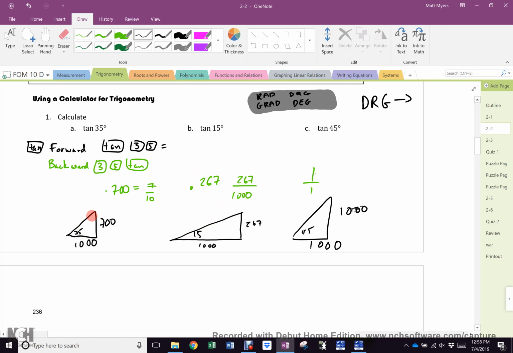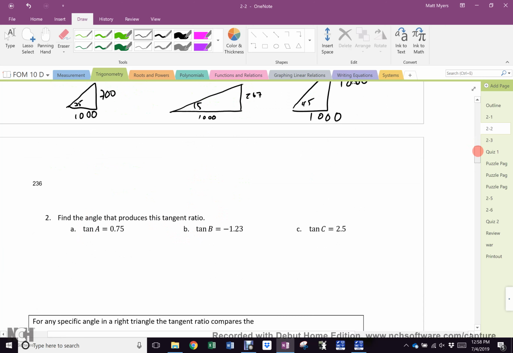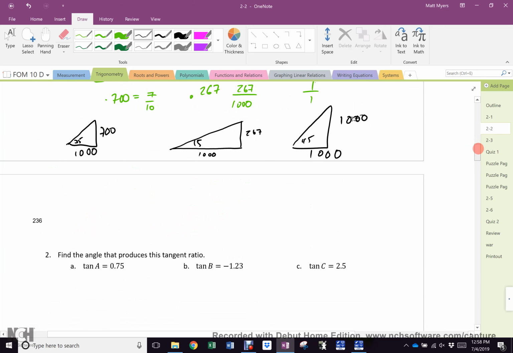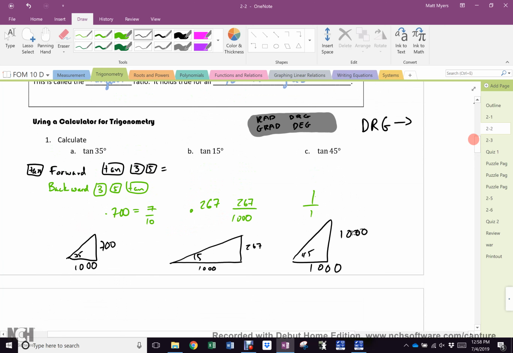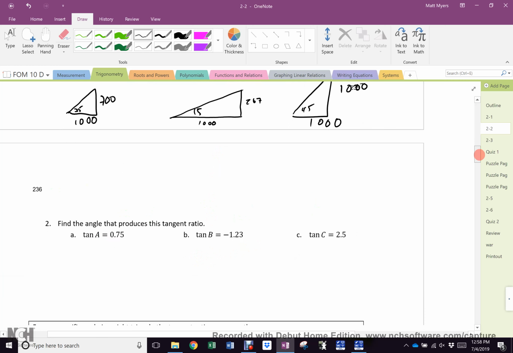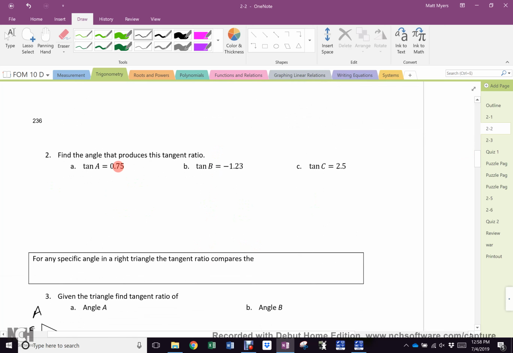Everybody with me? The smaller the decimal, the smaller the angle. Everybody cool? That's how trig works. There's not a lot to it. Now, your calculator can tell you an angle. It can tell you the other two sides. If you have the other two sides, you can always tell the angle. Your calculator can do that too.